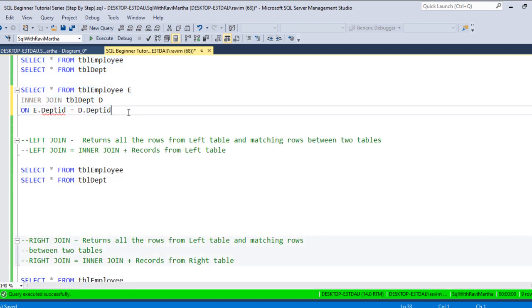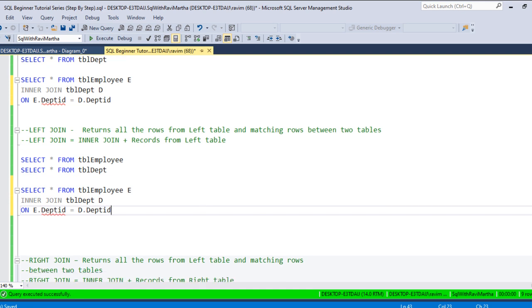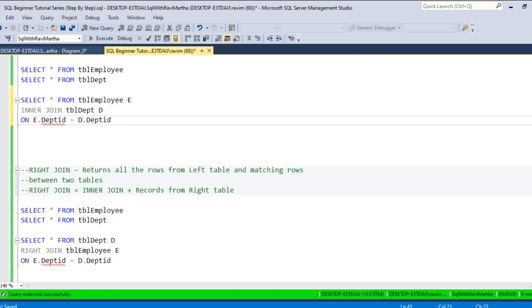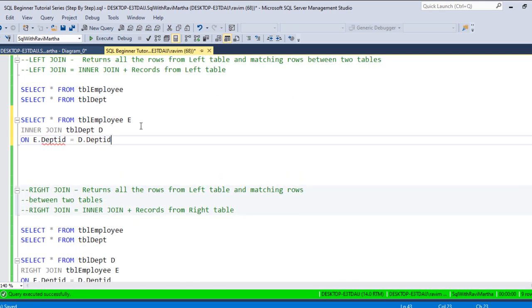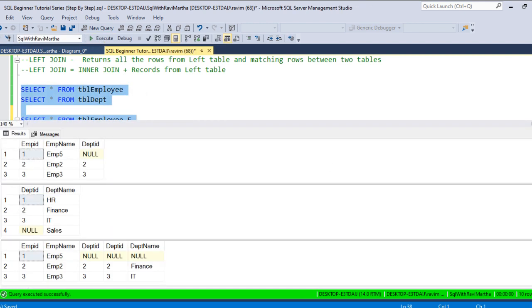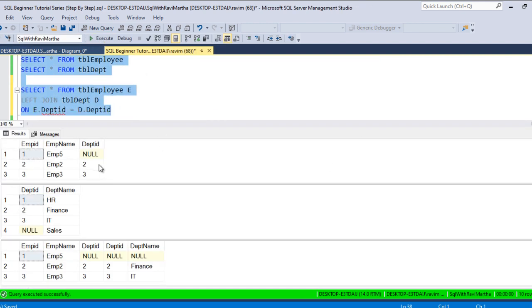Now let's write the same query for left join. What does the left join mean? It gives all the records from the left table as well as the matching records from both the tables, right? So instead of inner join, we can write left join or left outer join. The left table is the employee table, the right table is the department table.